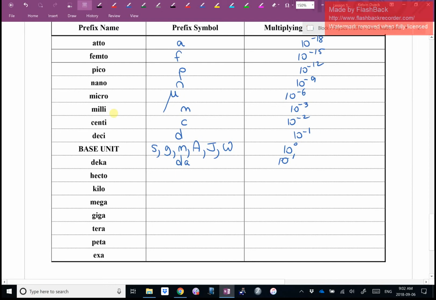Hecto, H, lowercase. 10 to the 2. I never use that one either. I'd rather just say 450 meters, not 4.5 hectometers. Doesn't make sense to me. We do use the next one all the time, certainly when we're driving. Kilo, lowercase k. This is probably one that's worth memorizing because it's going to show up fairly often. 1,000 or 10 to the third. Yes?